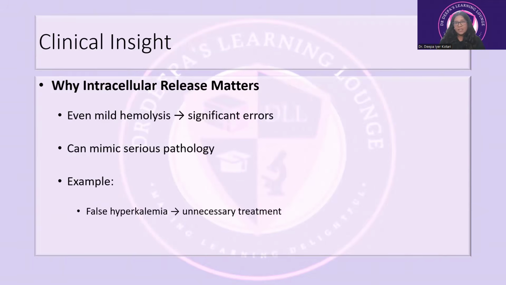The clinical insight is, does this really matter? Yes, it does. It is clinically very dangerous. Even mild hemolysis can cause a significant error in potassium, and a false hyperkalemia value released by the lab professional can cause an unwanted treatment. This is more important in patients who are on IV fluids and who have renal failure. Whenever you are doing a follow-up value of potassium, it's very important that your lab releases the correct value. Otherwise, it can cause a wrong and unnecessary treatment for the patient.